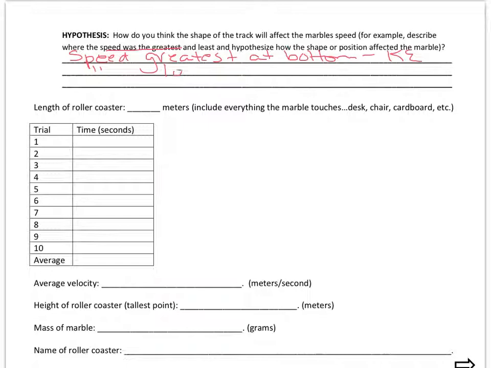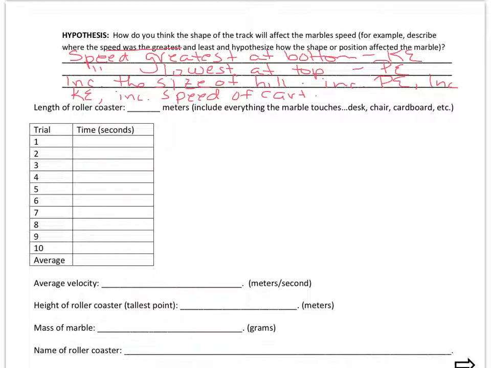And our speed is lowest at the top of the hills, because that's where I have the greatest amount of potential energy. So if I increased the size of the hill, I would increase potential energy, which would then increase the kinetic energy, and then that would increase the speed of the cart. Now, you will need to put those things in your own words. I'm just giving you a review of what I'm looking for.